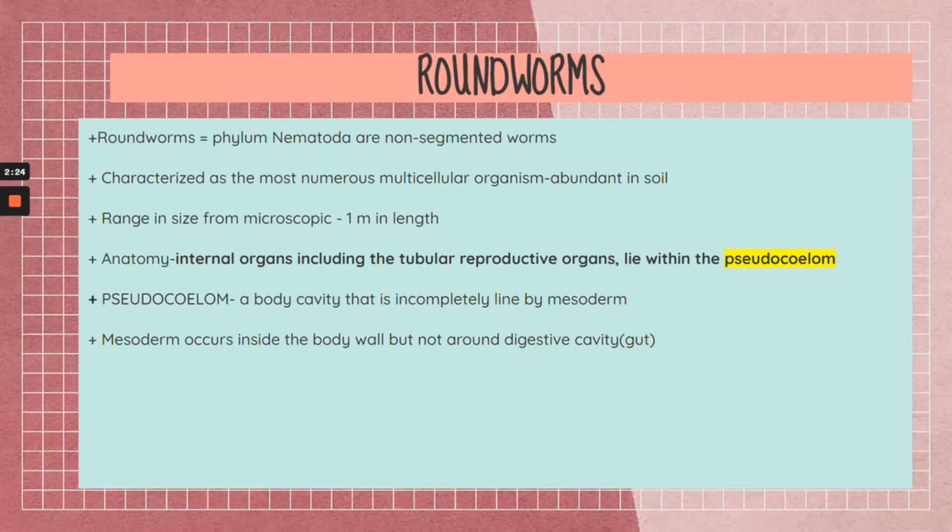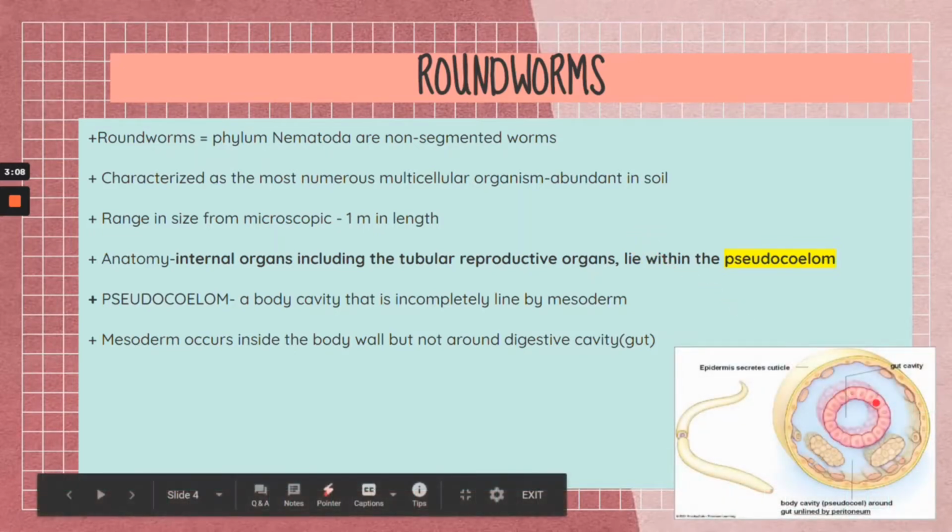That is a roundworm. Okay, so roundworm or a phylum nematode are non-segmented worm that have been characterized as the most numerous multicellular organism because we can find it abundant in the soil. So the range size of a roundworm is from microscopic size to 1 meter in length. The internal organ of this roundworm, including the tubular reproductive organ that will lie within the pseudocoelom. Okay, so a pseudocoelom is a fluid-filled body cavity that is incompletely lined by mesoderm that occurs inside the body wall, but not around the digestive gut.